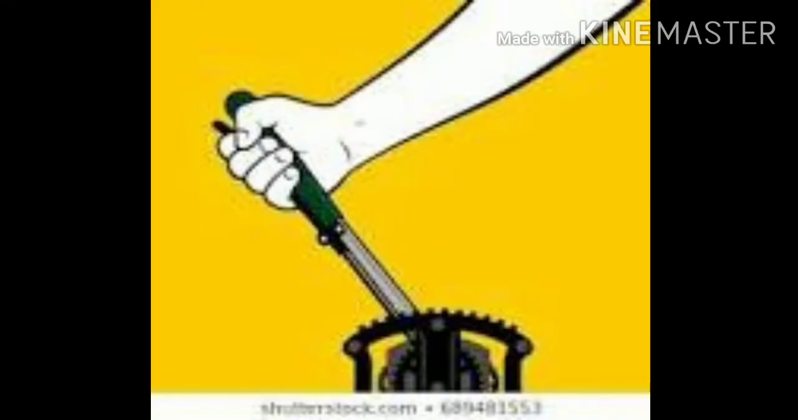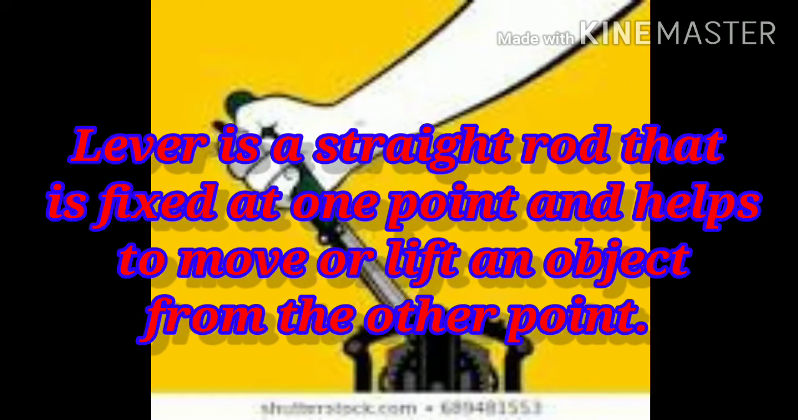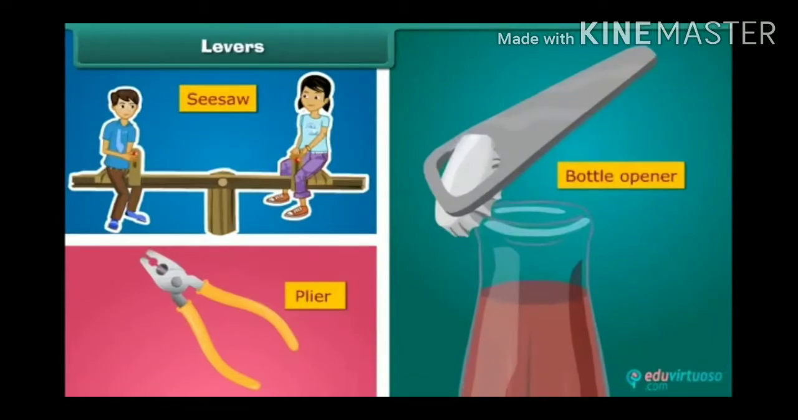First we see lever. Lever is a straight rod that is fixed at one point and helps to move or lift an object from the other point. For example, seesaw, plier, bottle opener, etc.